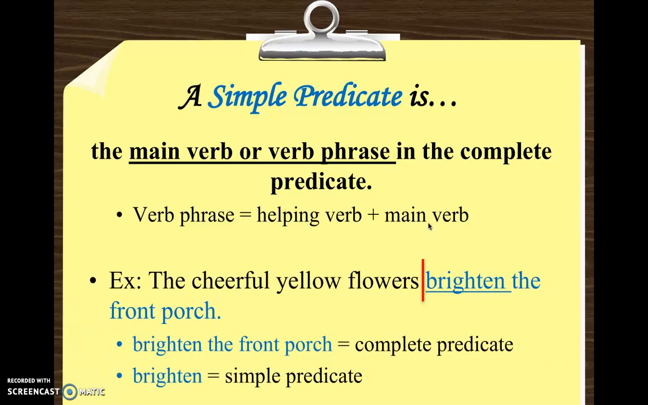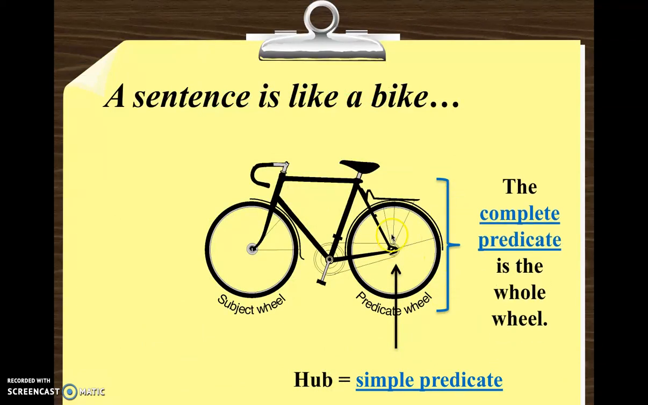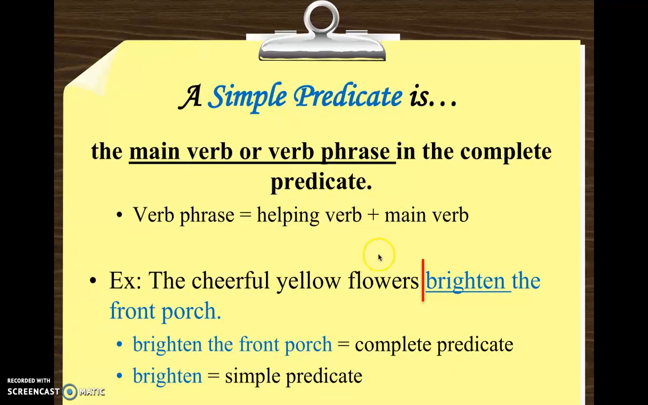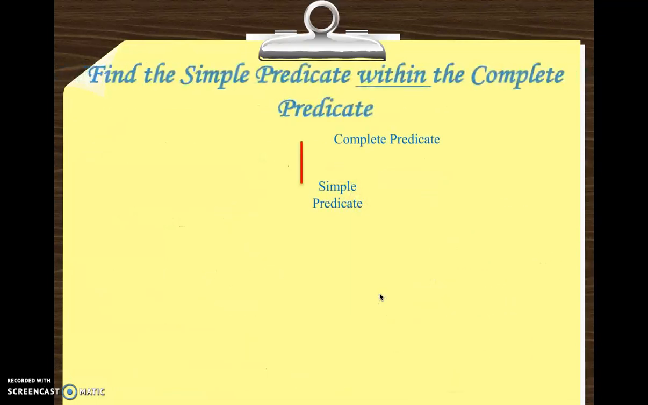So, the cheerful yellow flowers brighten the front porch. Brighten the front porch is the complete predicate, but the actual verb in there, not the front porch, which is telling you what's being brightened, that is the simple predicate. And once again, the simple predicate is just that hub of the back wheel, the essential part. So if we went back to the sentence and I said flowers, the simple subject, brighten, the simple predicate, it would make sense. It's not a good sentence, but it has some meaning. So when you take it to its most simplified part, you still have something.